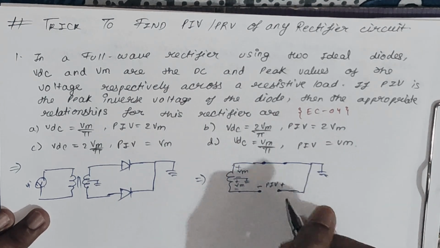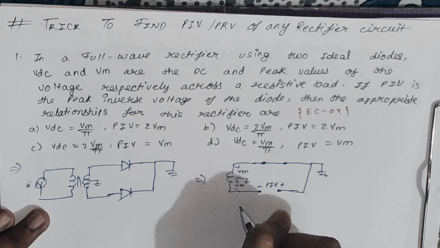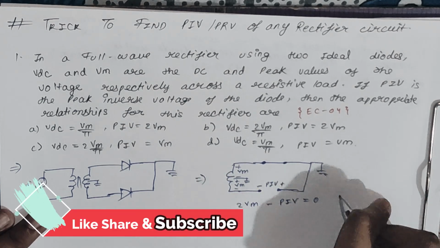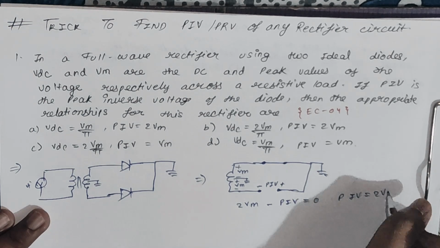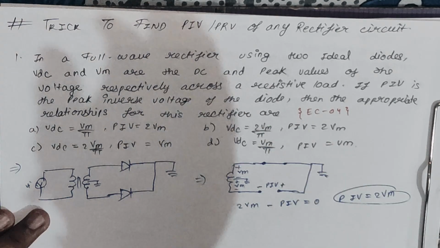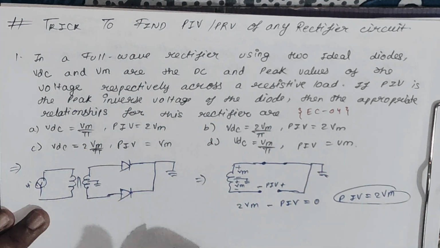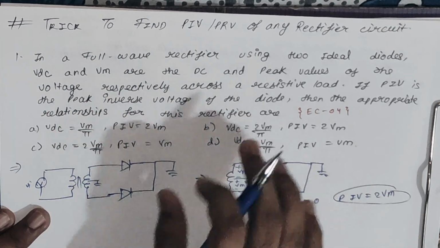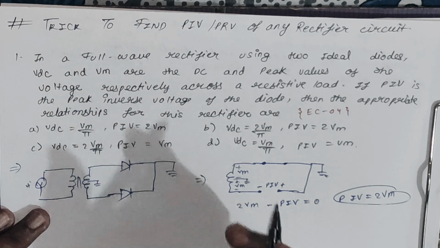So now if you apply the KVL, what you will get: plus 2Vm minus PIV is equal to 0. So you will get PIV as 2Vm. Okay, so you can say PIV of center tapped rectifier will be 2Vm. Okay, so from the options you can see we will be remaining with A and B options. Now our question is what will be the DC voltage.